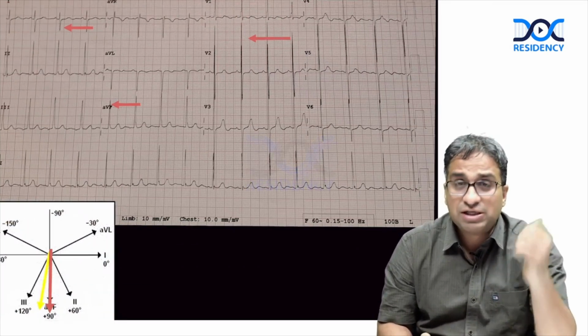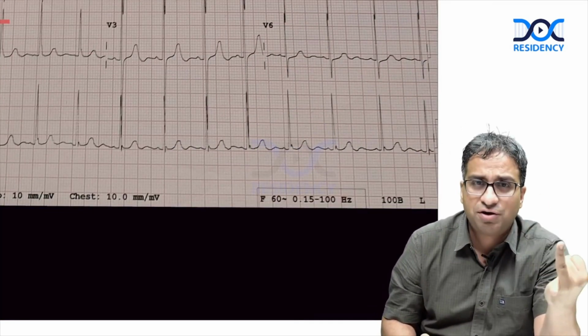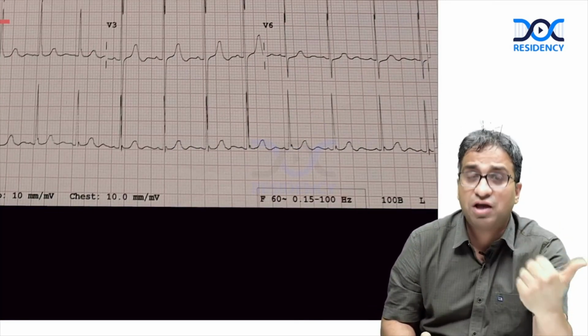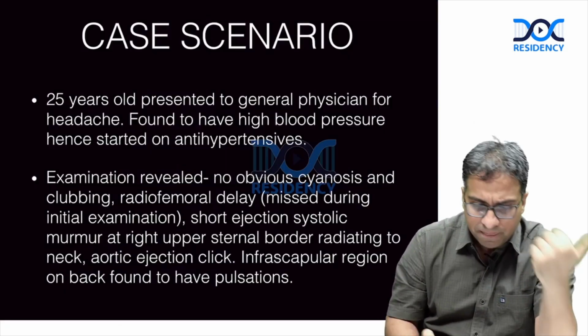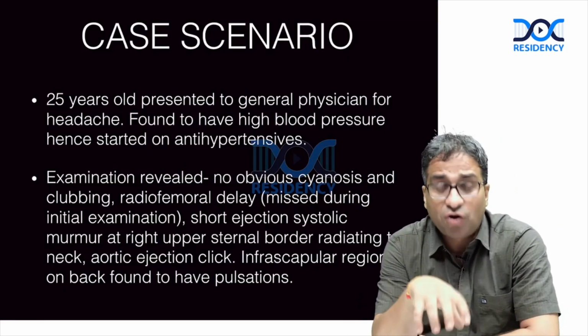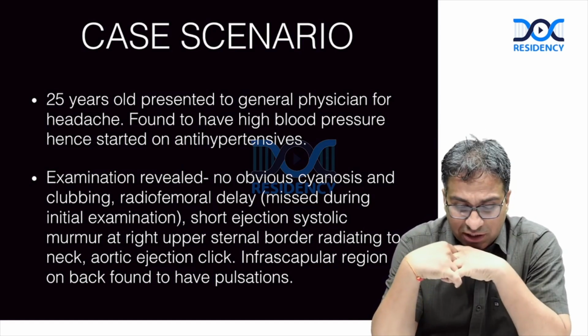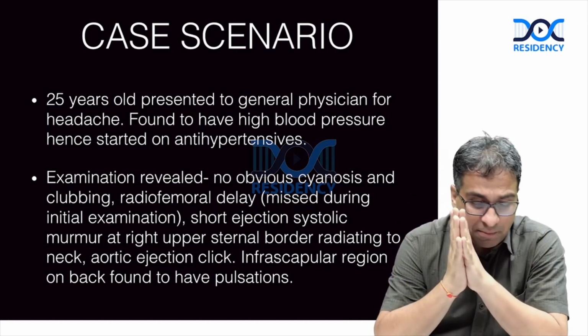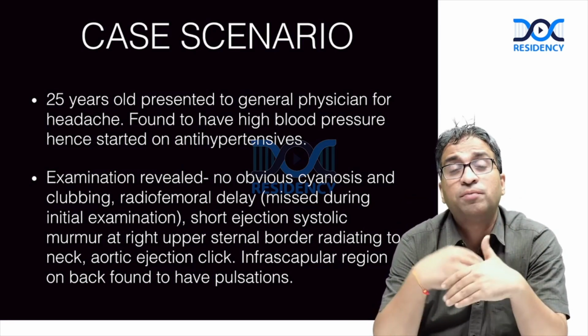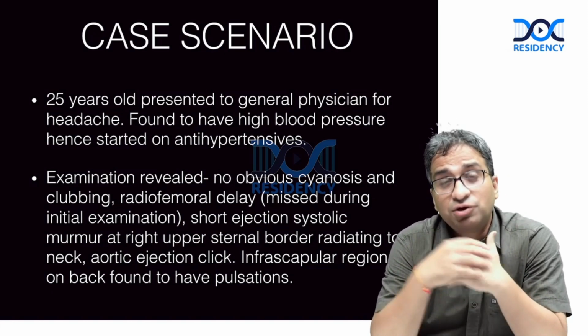So now you can see how ASD presents, how VSD presents, what the history of PDA will be, AV canal and Eisenmenger. Now another case, this is very common. So why is clinical examination important? A 25-year-old presented with headache, was found to have high blood pressure and started on antihypertensives. He has been following this for the last 1 to 2 years.